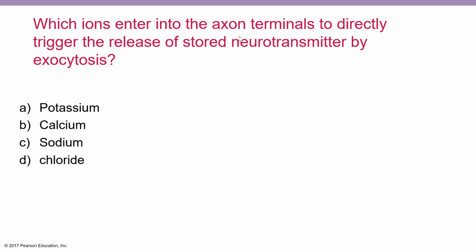Okay, so a lot of response for B. Which ions enter the axon terminals to directly trigger the release of stored neurotransmitter by exocytosis? So this is calcium. So calcium is correct here, right? It's going to enter via those voltage-gated calcium channels, which trigger exocytosis.